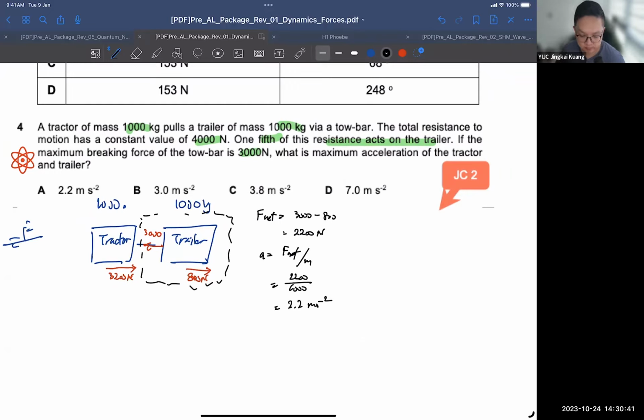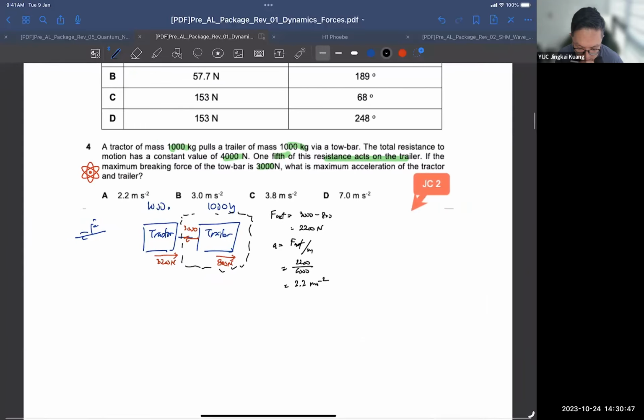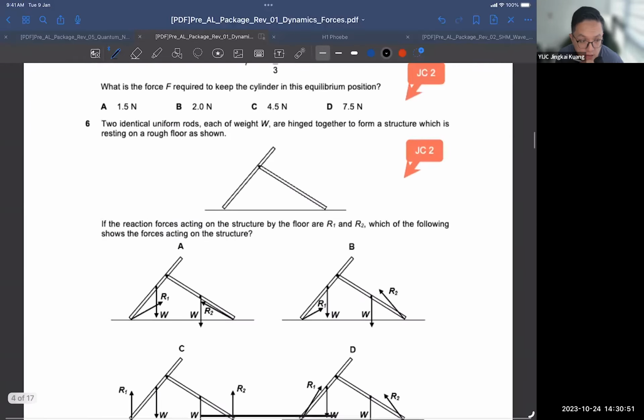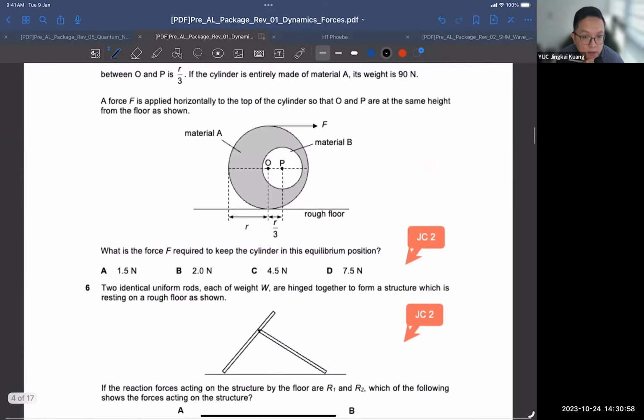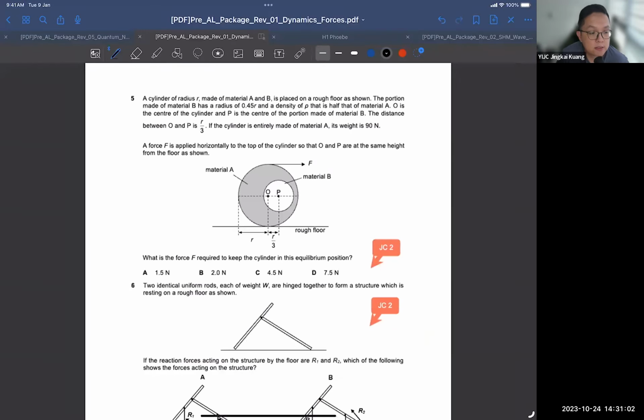Okay, it's question 4. Question 5 and 6. Anything for 5 and 6? You all try 5 and 6. Anything for this page? 5 and 6. Okay, 5.